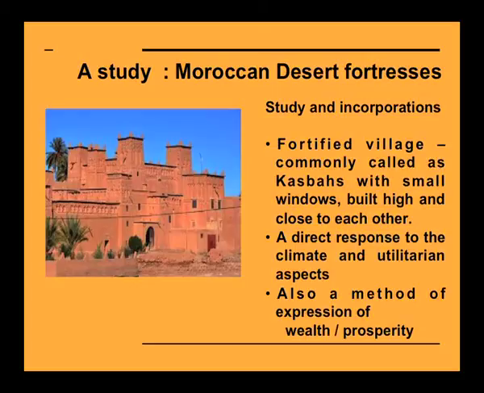So, here is the example of a Moroccan desert fortress. You look at the image, you understand it's nothing to do with present day architecture or architecture that involves a lot of design. I'll read out some features for you which have shaped what it looks like and more or less define vernacular architecture. So, it's a fortified village commonly called kasbahs. In case you want to read more about these desert fortresses, they are called kasbahs, with small windows built high and close to each other.